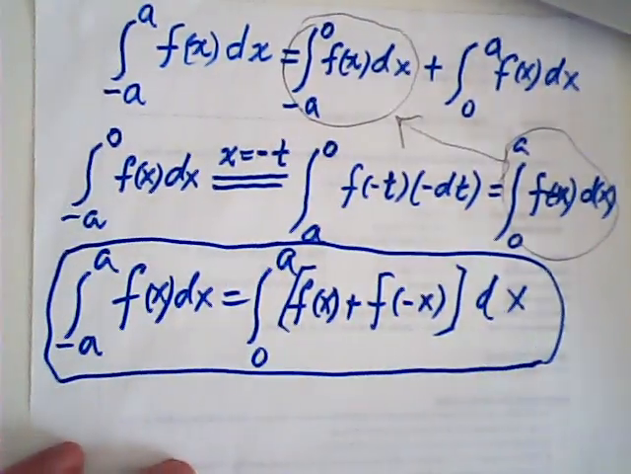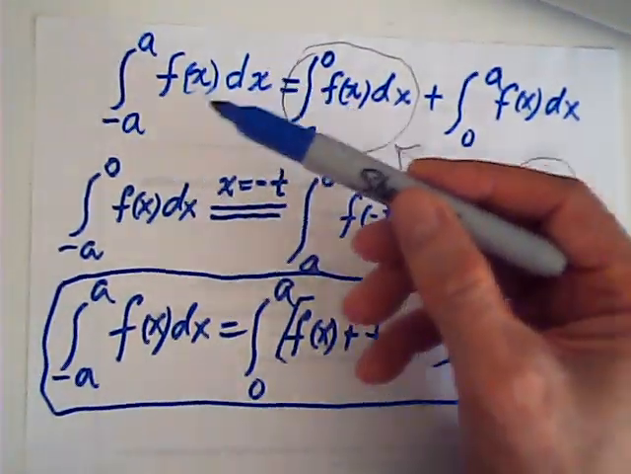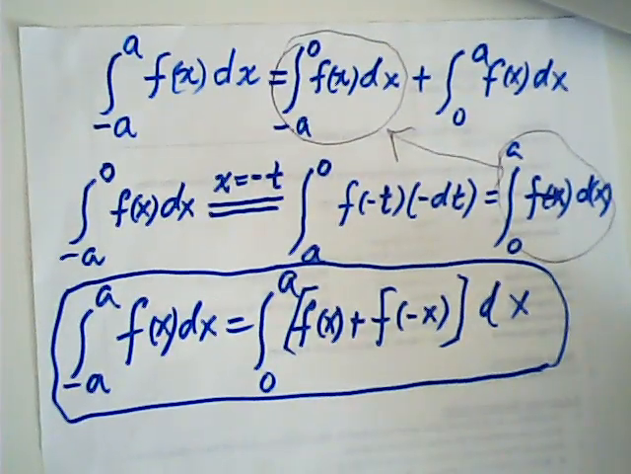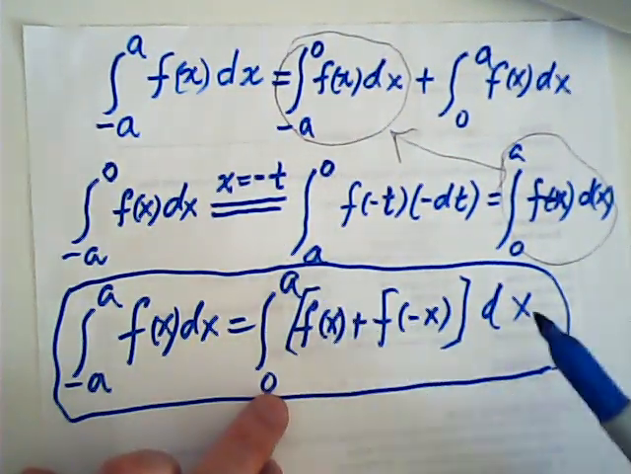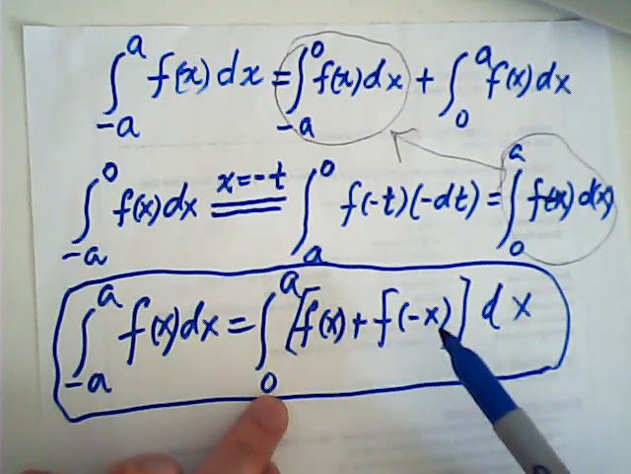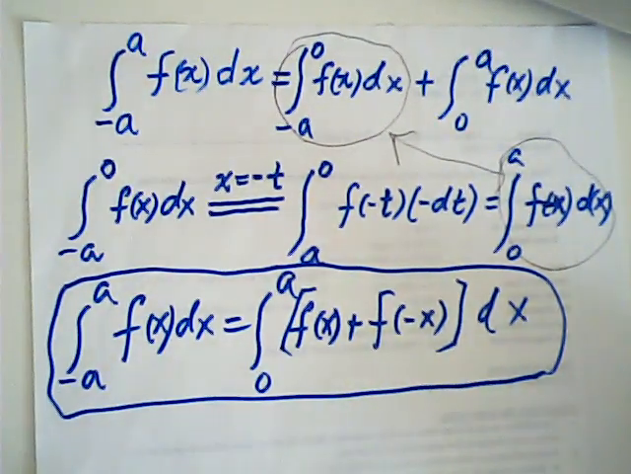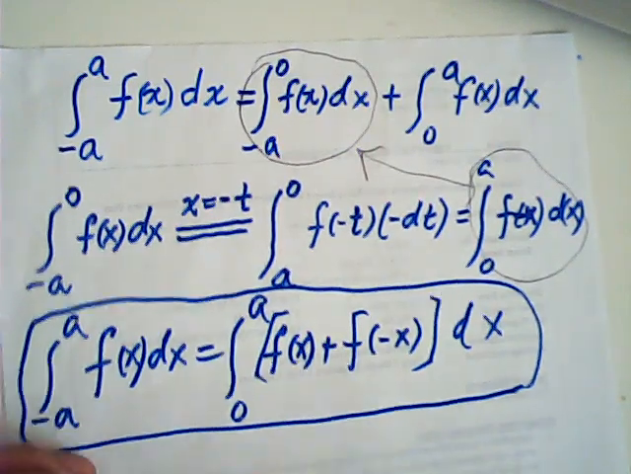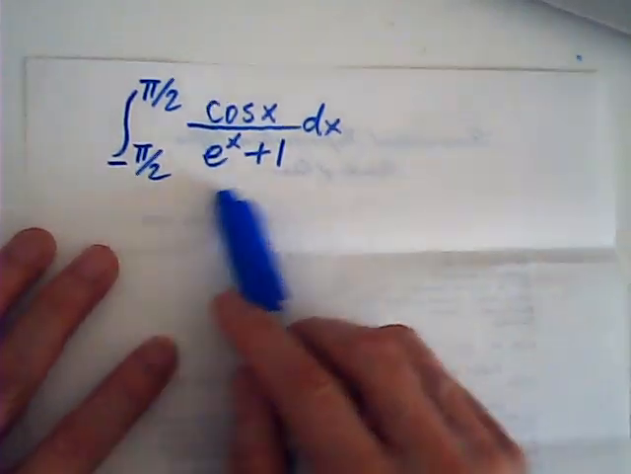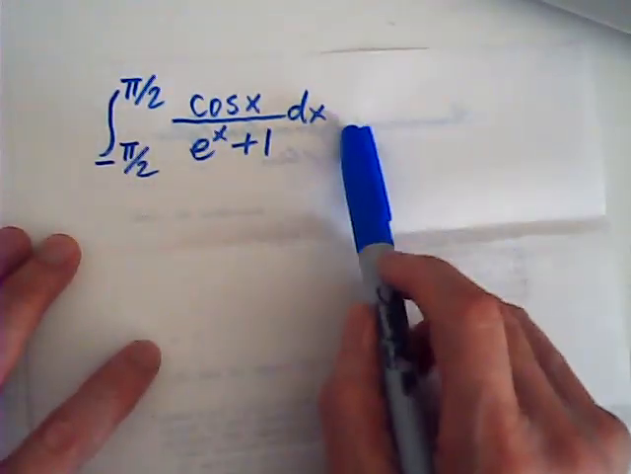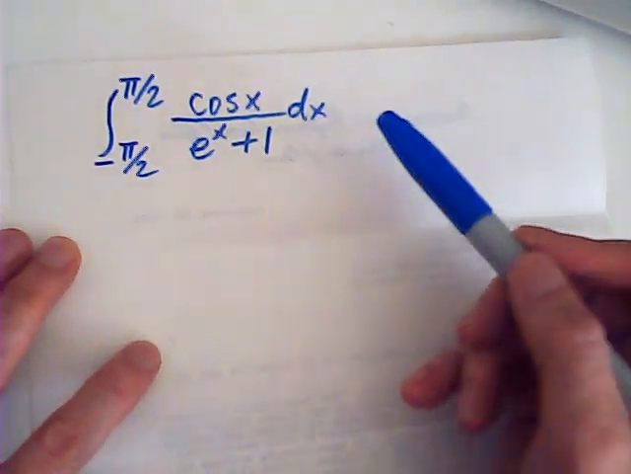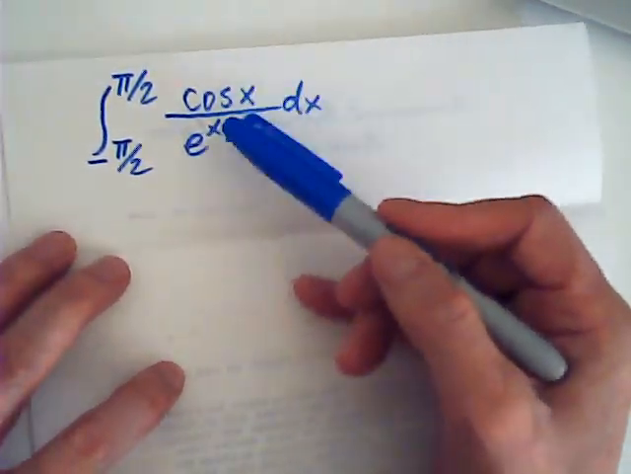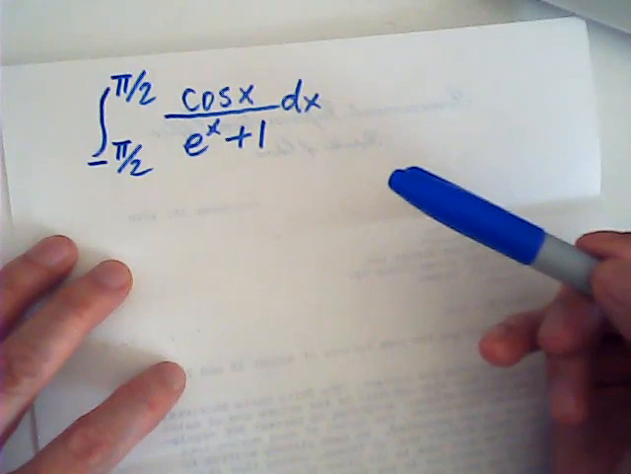So that is a property: when we have a definite integral from minus a to a, it becomes the integral from 0 to a of f of x plus f of negative x together dx. That is a property, okay? Now let me have two examples. The first example, this is the integral. This integral, well, it's not easy. You have rational, you have trig functions, you have exponential functions.